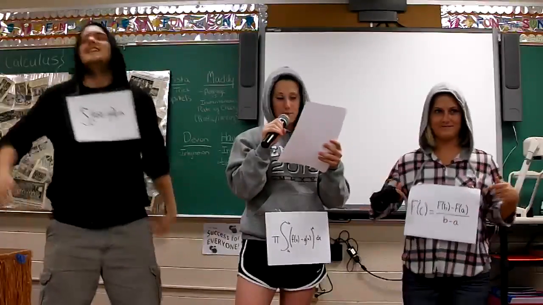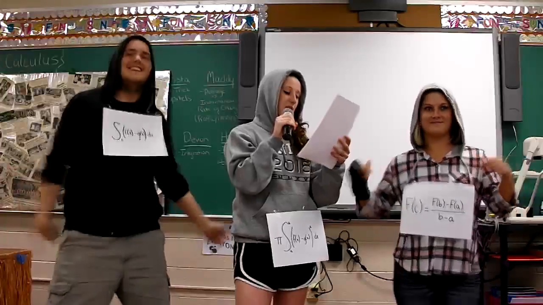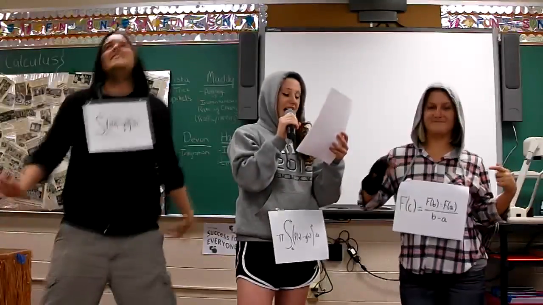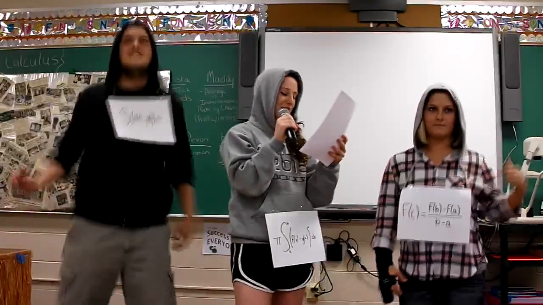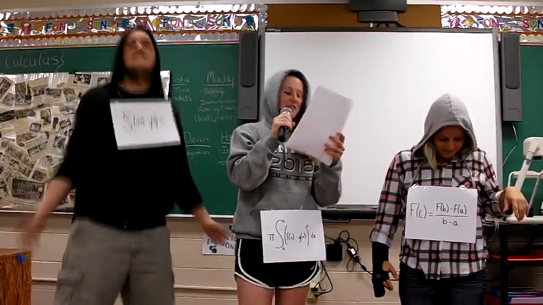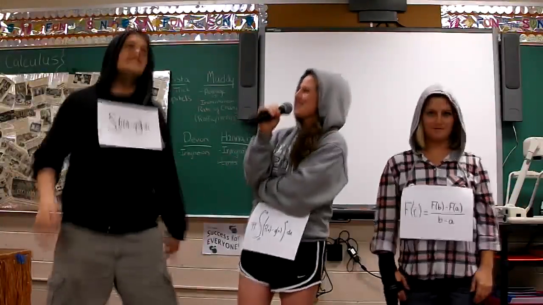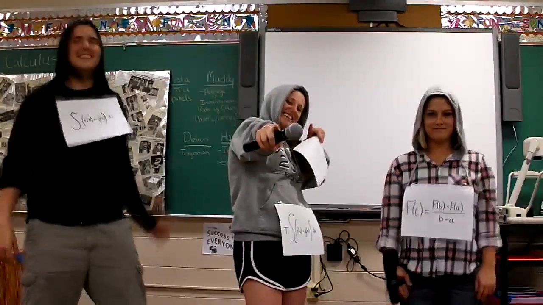So you're looking for a point next, and all you've got is A and B. Use your mean value theorem. Remember this before you leave. F prime of c is f of b minus f of a all over b minus a. The formulas, the formulas.